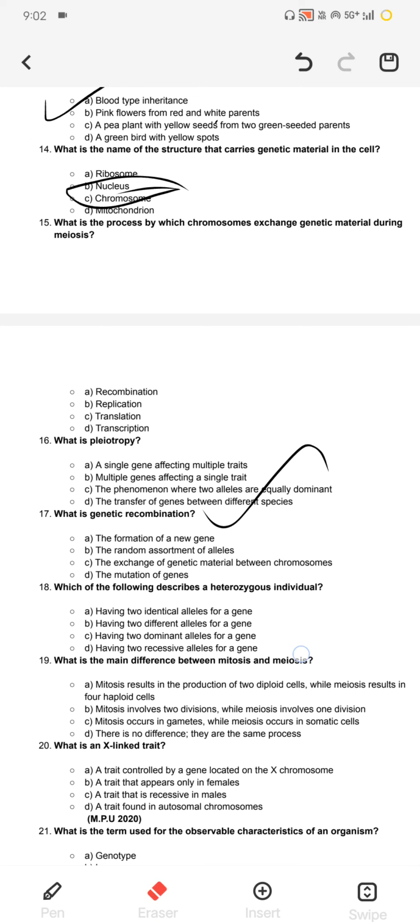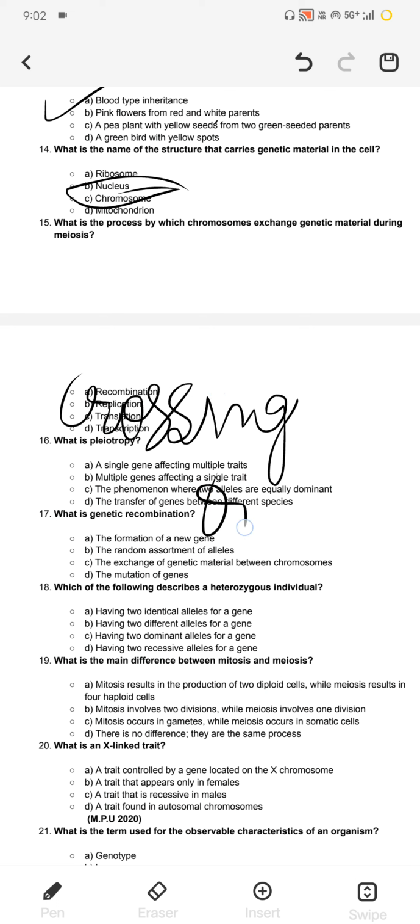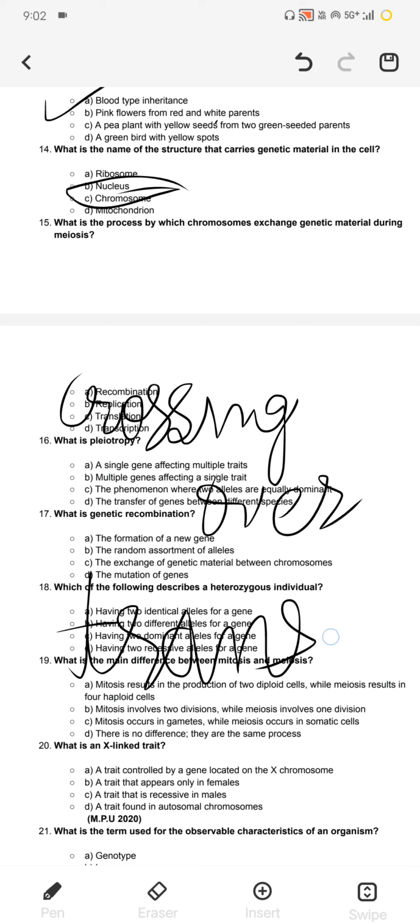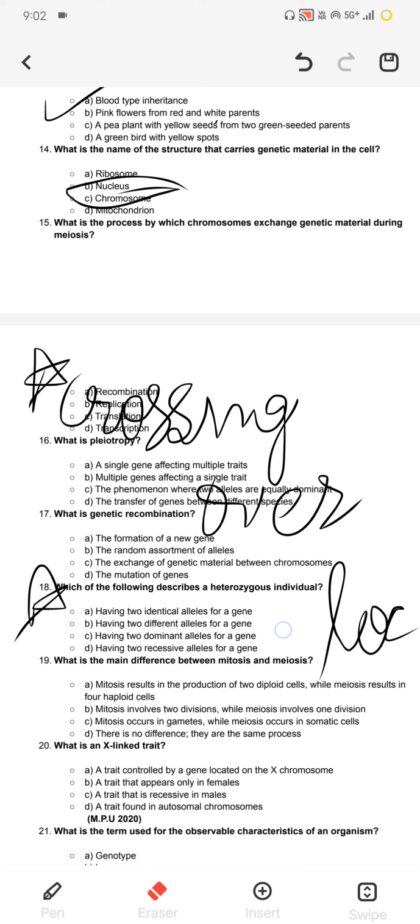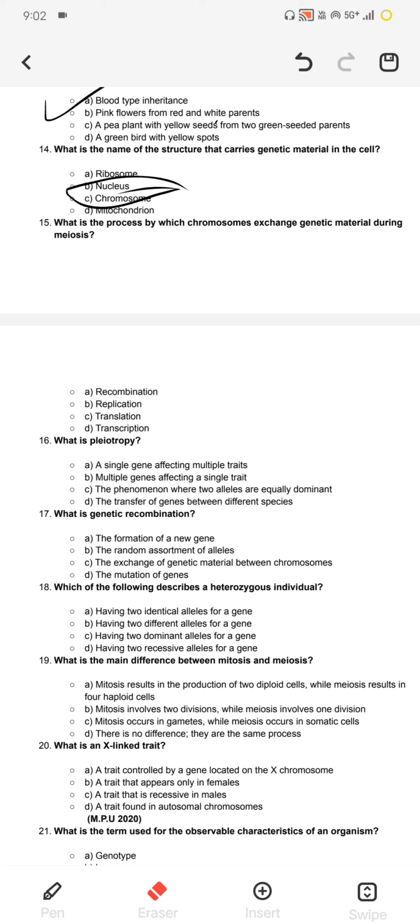Okay, next there are two terms, crossing over and the other one is translocation. Kindly comment down what the difference is between these two terms. The right answer will be pinned in the comment section.